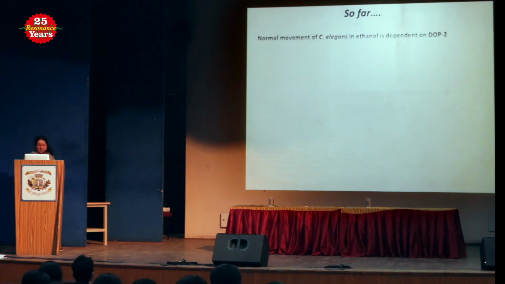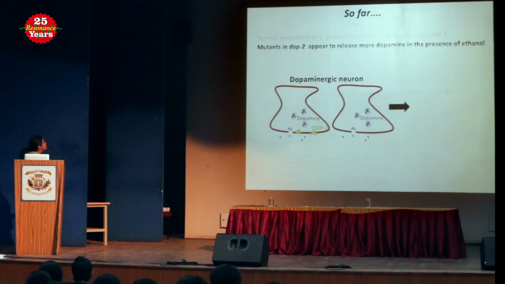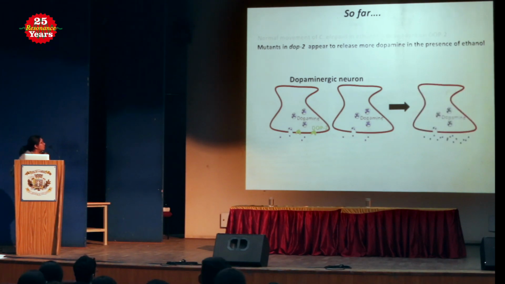So essentially, we have so far that the normal movement of C. elegans in ethanol seems to be dependent on this protein called DOP2, and DOP2 appears to release more dopamine in the presence of ethanol. So if you look at it schematically, you have DOP2 sitting in dopaminergic neurons. You remove DOP2, you get more dopamine. And I think that essentially all our data so far suggests that that is indeed the case. You remove DOP2, you get more dopamine in the presence of ethanol.